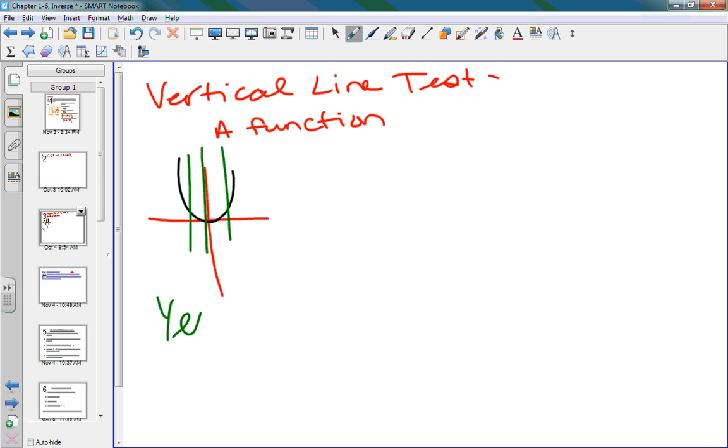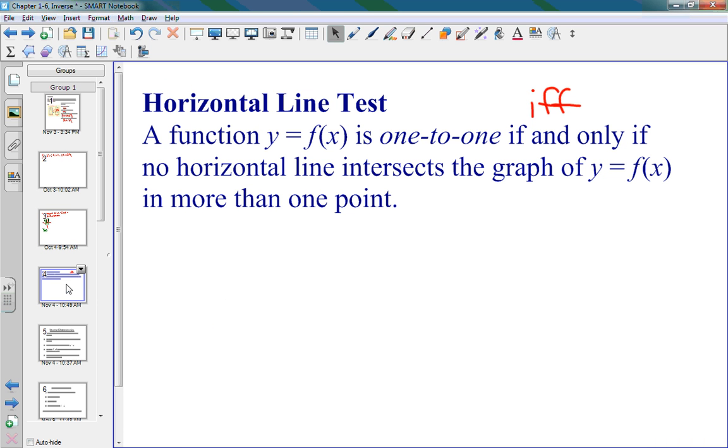Yes, it is. Just like we had a vertical line test to determine if something's a function, we also have another line test to determine if it's a one-to-one function. Anybody know what that is? The horizontal line test. A function y equals f of x is one-to-one if and only if, IFF, no horizontal line intersects the graph in more than one point. For example, we just talked about this parabola graph.